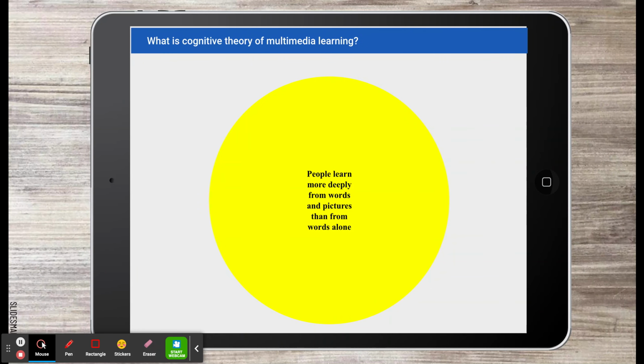Next, what is the cognitive theory of multimedia learning? Mayer stated people learn more deeply from words and pictures than from words alone.